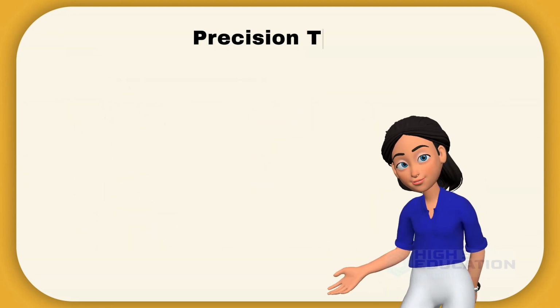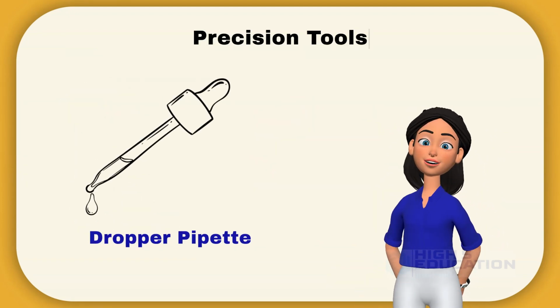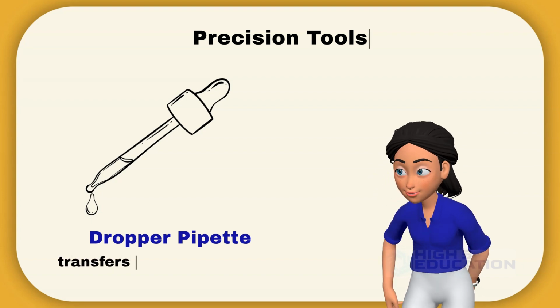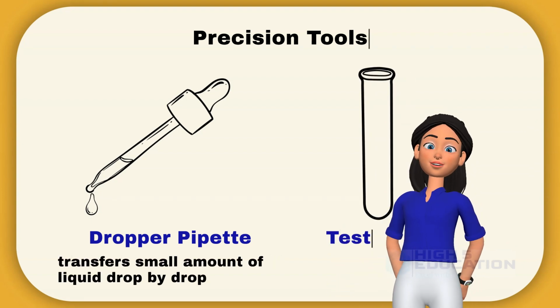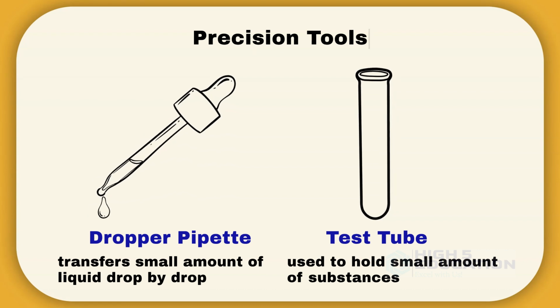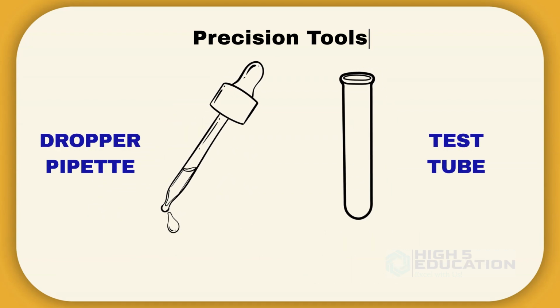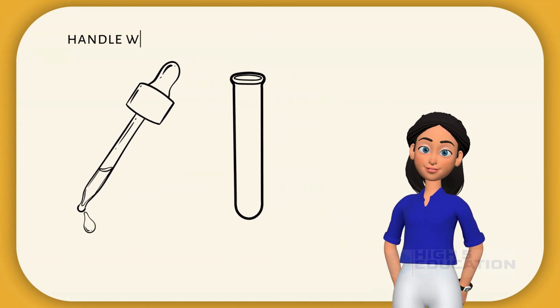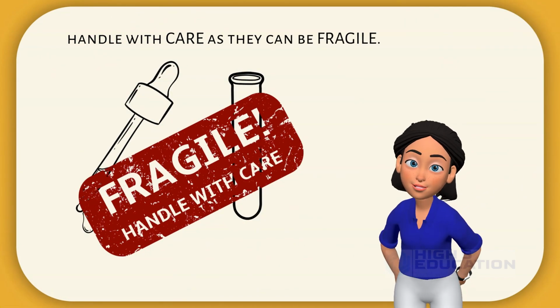We also have precision tools. We have a dropper pipette, a tool that transfers small amounts of liquid drop by drop. There's also the test tube, a long, narrow glass tube used to hold small amounts of substances. These tools are perfect for small experiments and precise measurements. Handle with care as they can be fragile.